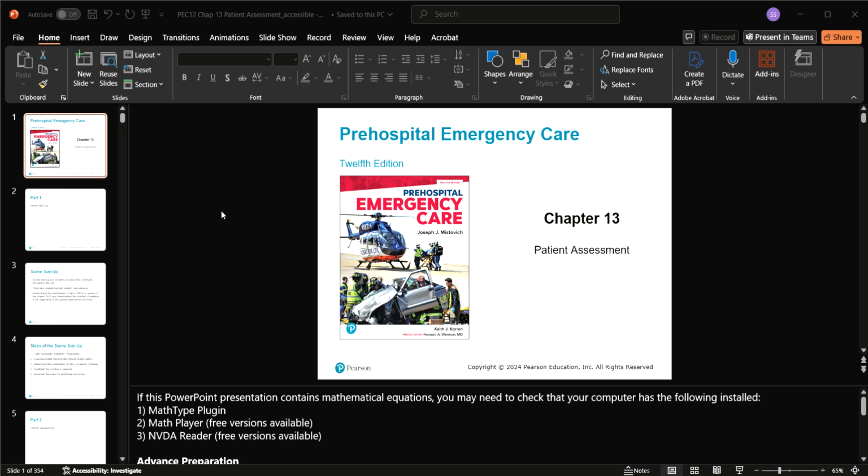All right, secondary approach, we just talked about this. We're going to expose our patient by cutting off their clothing, assessing the head. I'm not going to go too deeply into this. But this guy, DCAP-BTLS, what do we see?